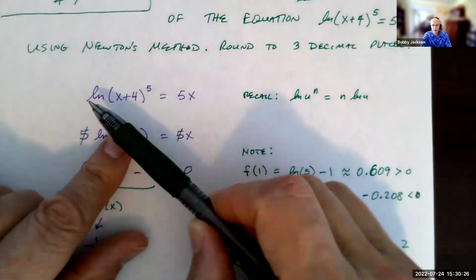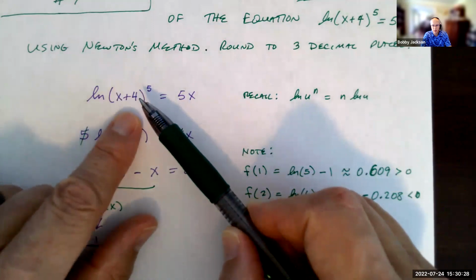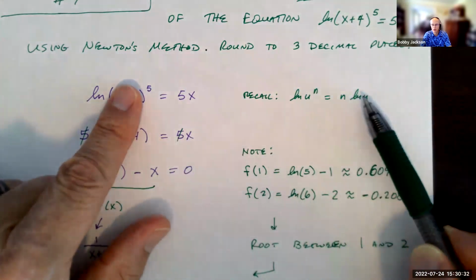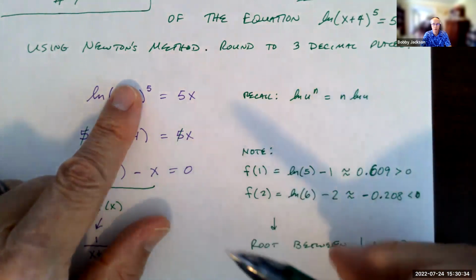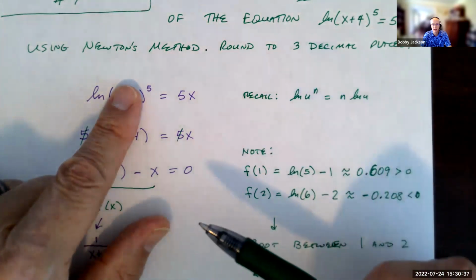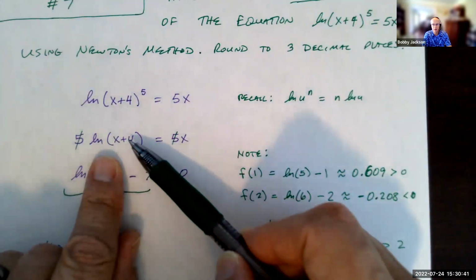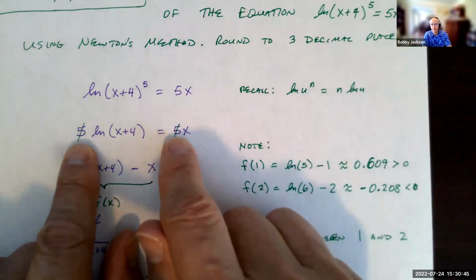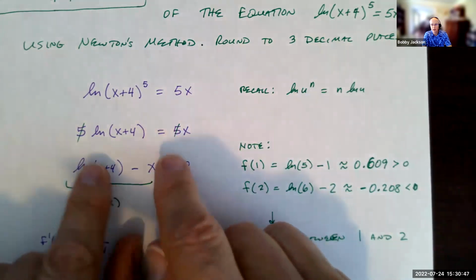I just recall that if I have the natural log of something, x plus 4 to some power, remember the natural log of u to the n is just n times the natural log of u. We've used this property multiple times, right, in different settings. So I can bring this 5 down in front, 5 times the natural log of x plus 4. And now I just notice, hey, both sides of the equation, if I divide both sides by 5, which I can do validly, I just get that, right?